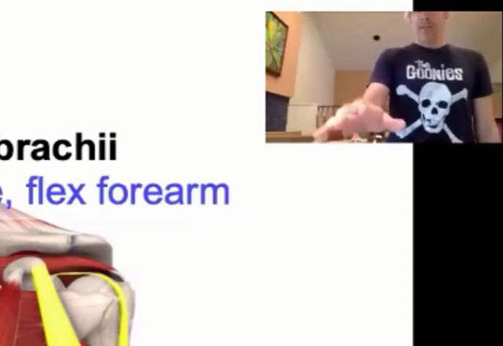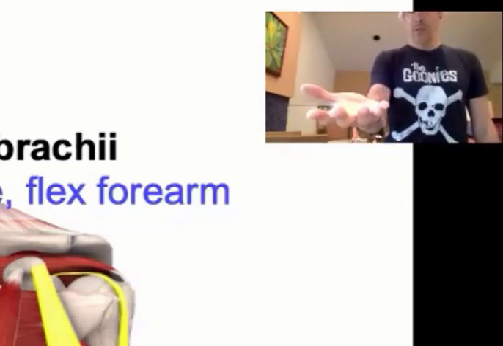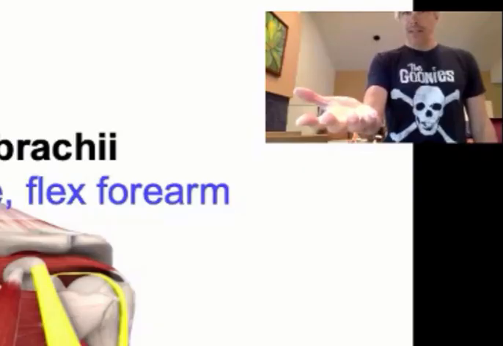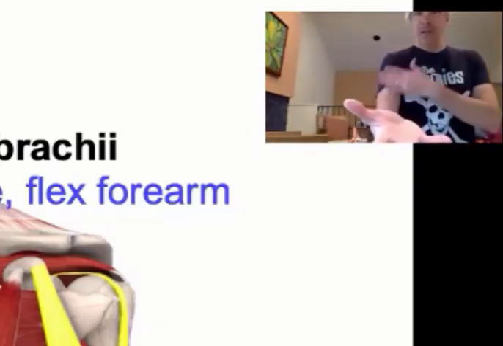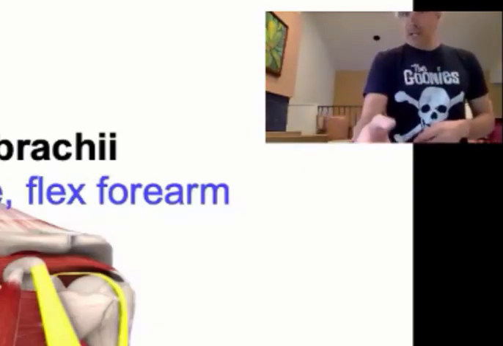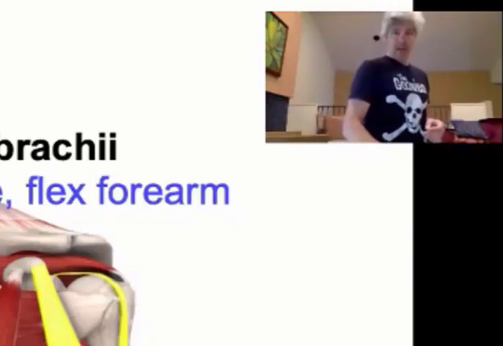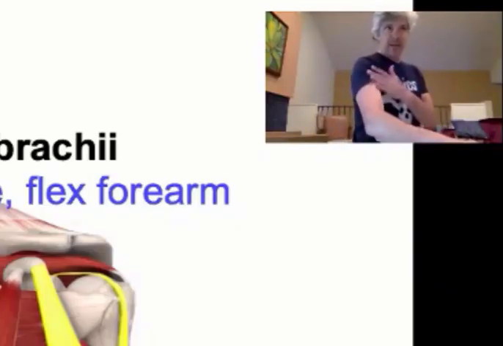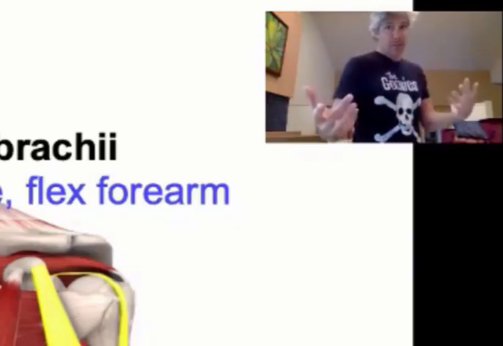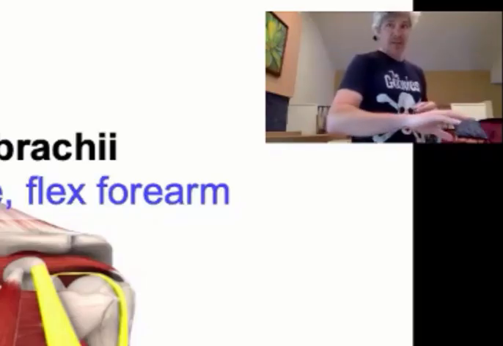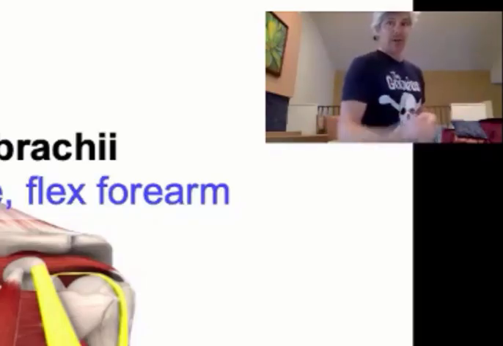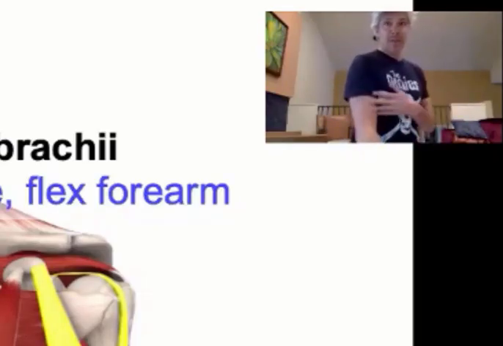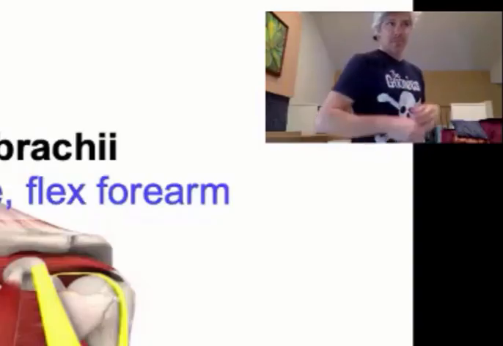So again, if I reach out with my hand and turn my palm toward the ceiling, that's supination. And biceps brachii is actually a really powerful supinator. If you have a problem with biceps brachii, if it's weakened or paralyzed, the patient's probably going to notice their weakened supination more than they're going to notice their weakened flexion of the elbow, because you have other muscles assisting with that.